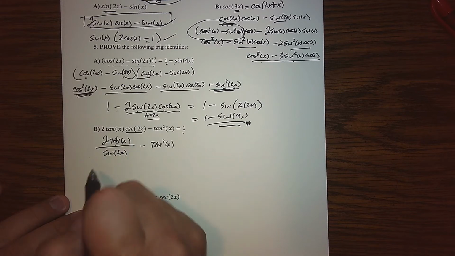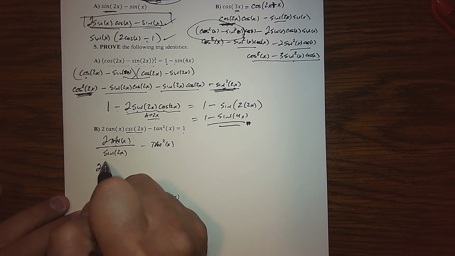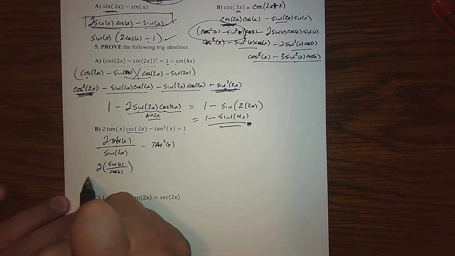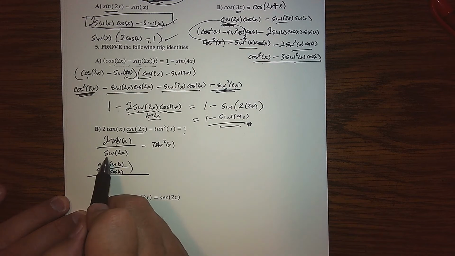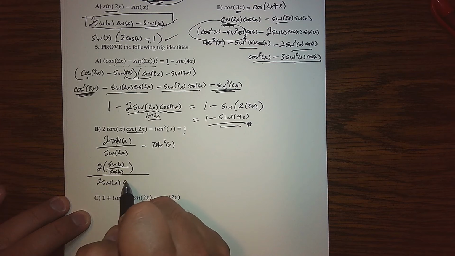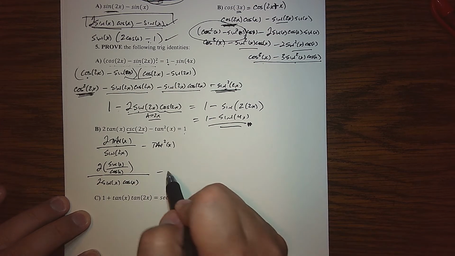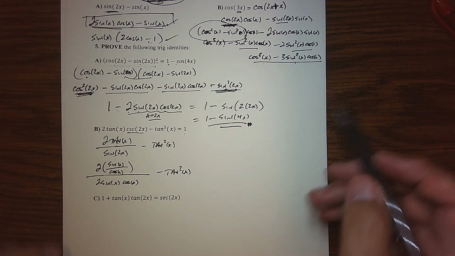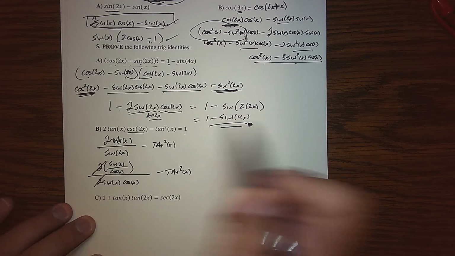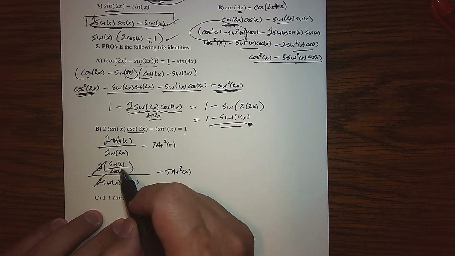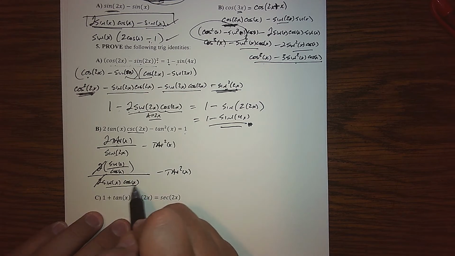So tangent, right, what we have up in the numerator is 2 sine x over cosine x. And what we have down in the denominator, sine 2x, is 2 sine x cosine of x. And then we're still subtracting the tangent squared. So what do we have here? Well, for starters, I notice that the 2's cancel out. We have a 2 up in the numerator, we have a 2 down in the denominator. And looking at what's left here, this is all over 1.